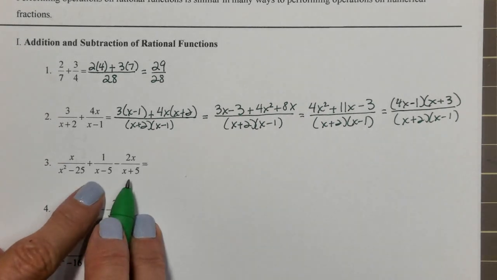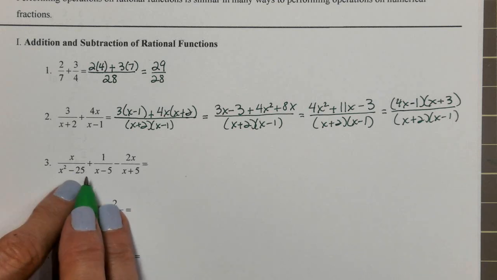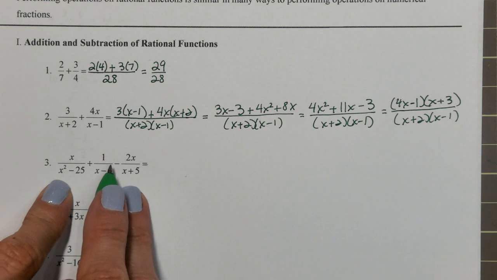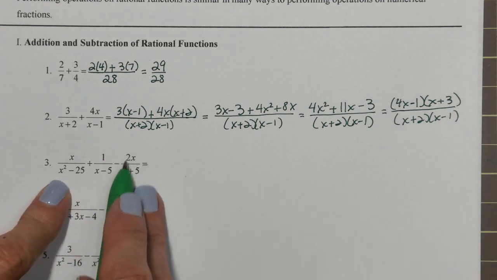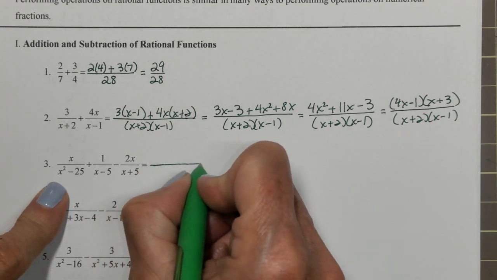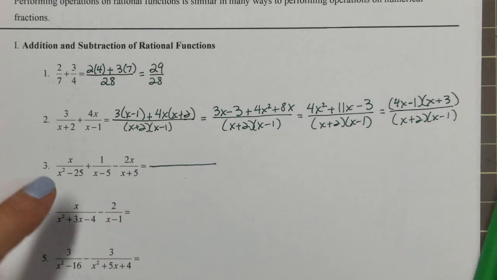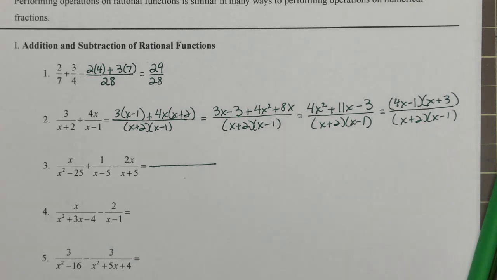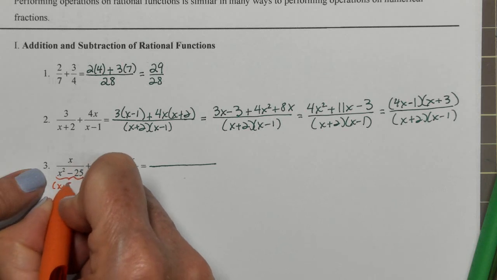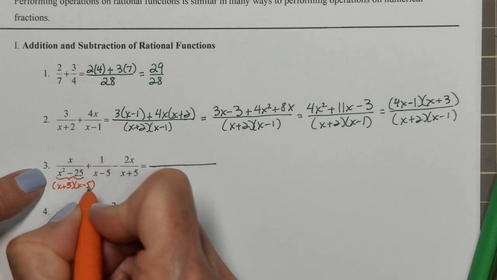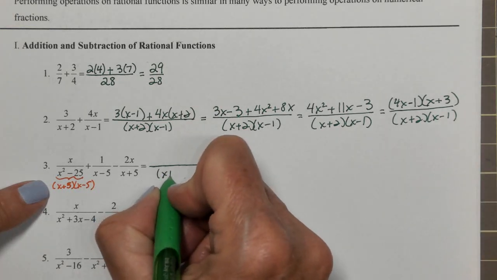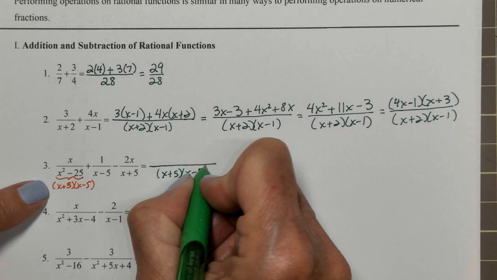Alrighty. What about if we have three terms? I have a rational function plus another rational function minus a third rational function. So we are still going to get a common denominator. What will the denominator be? Well, the first rational function has a denominator that can be factored into x plus 5, x minus 5. So what is the common denominator? The common denominator is x plus 5 times x minus 5.